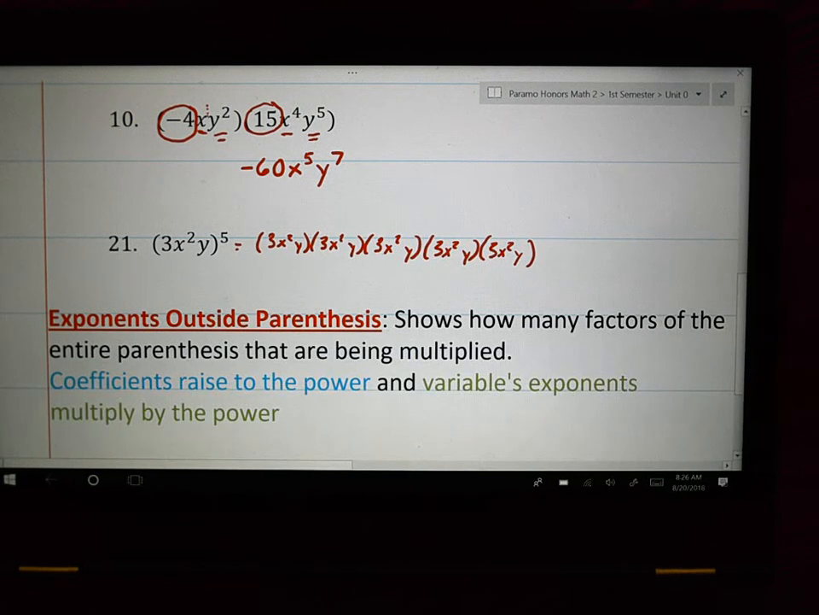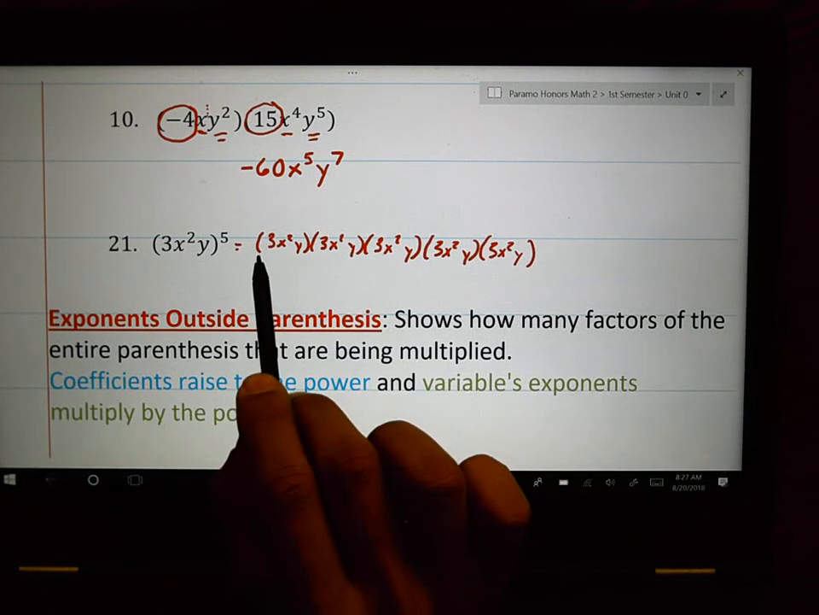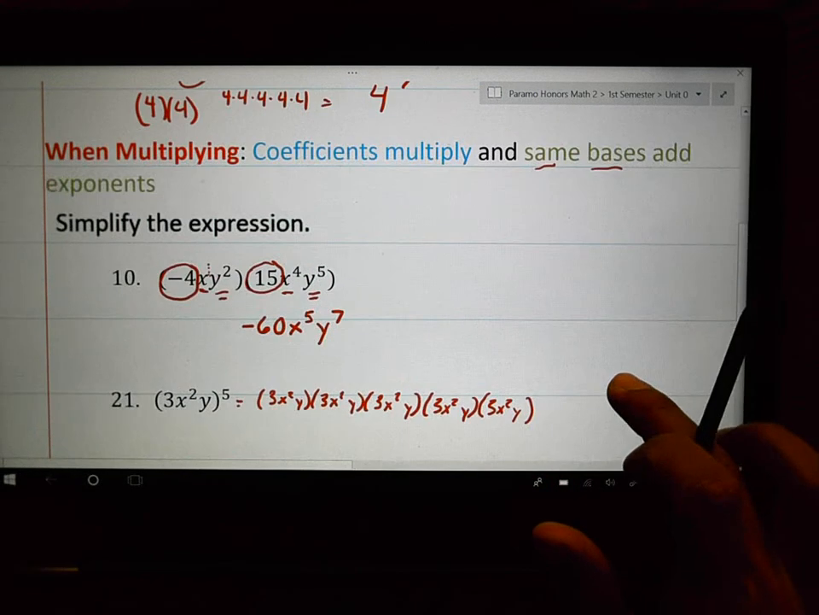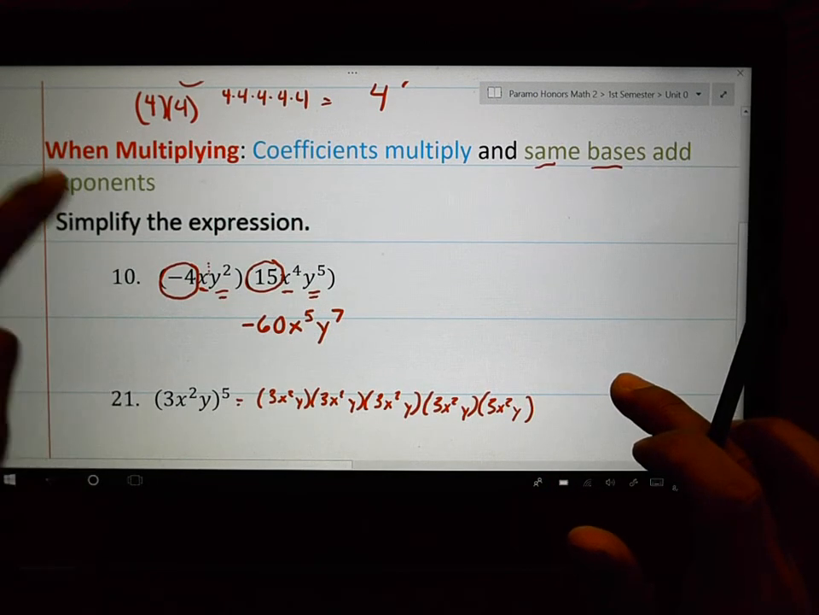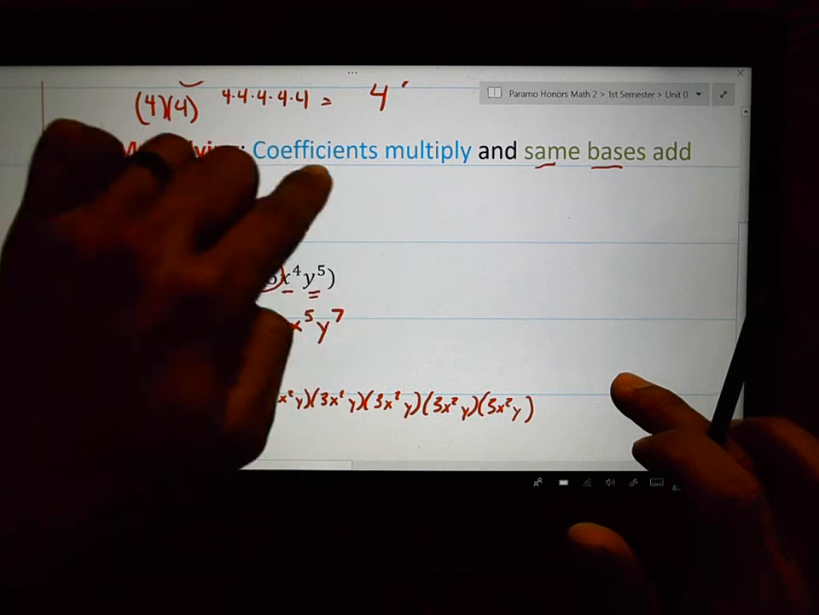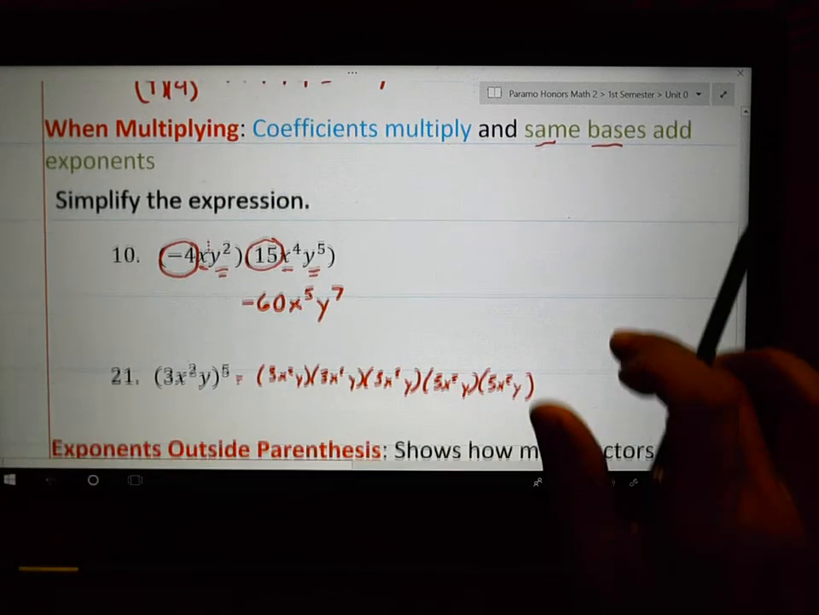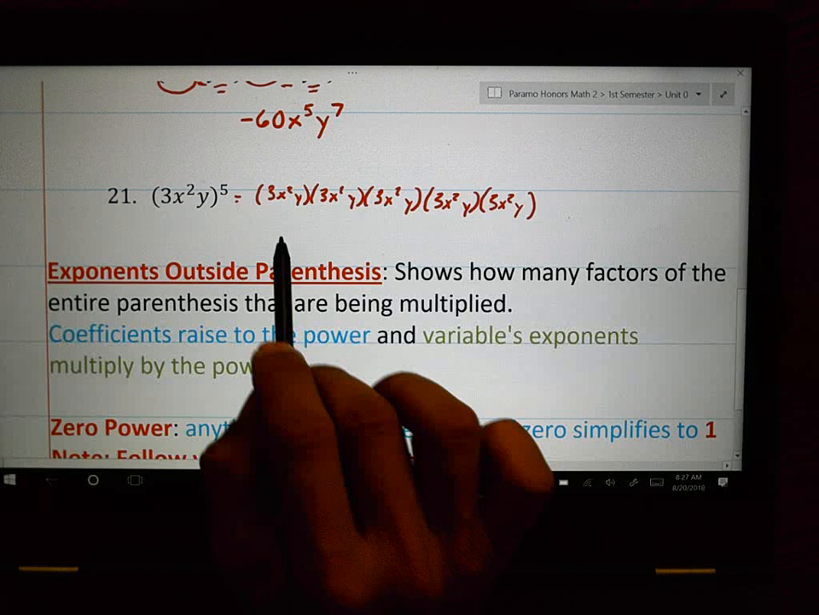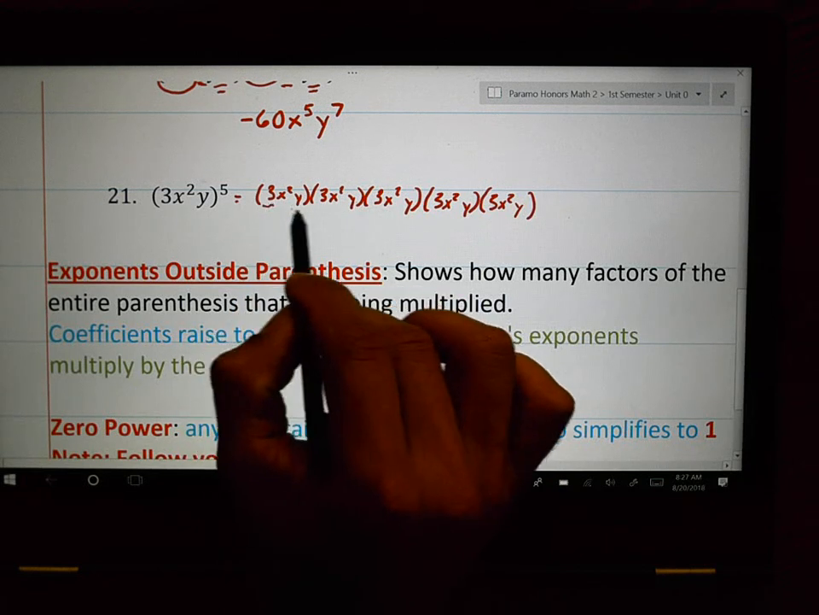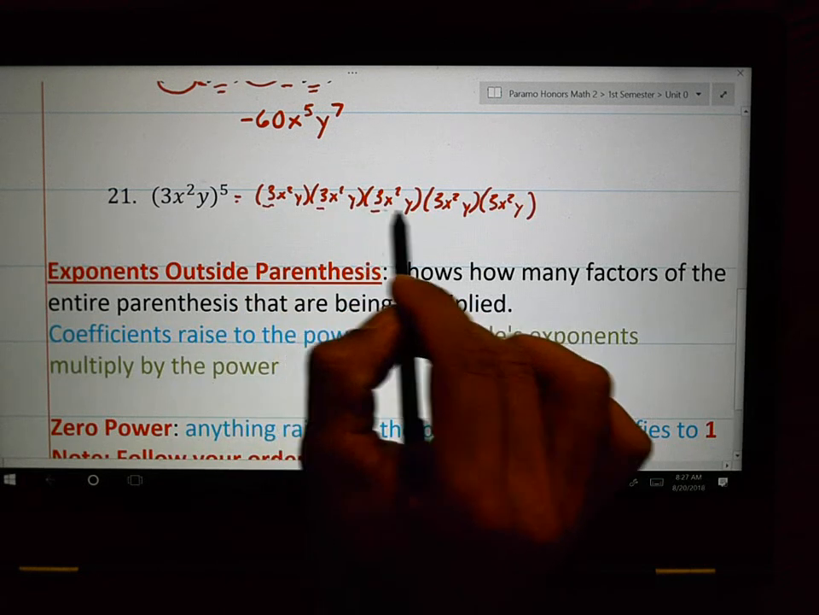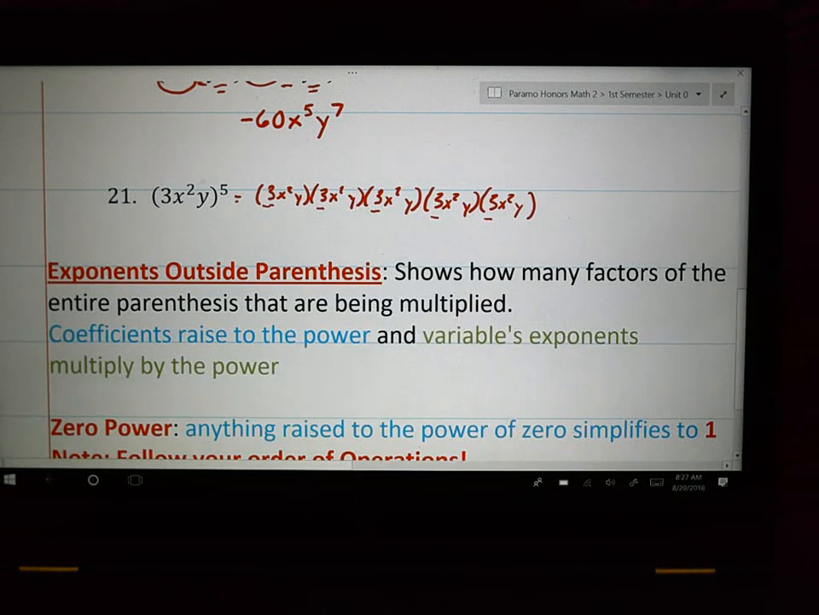That's what it means. You have 5 factors, 5 groups of multiplication of this 3x squared y multiplying each other. Which means this is set up just like what we had before. We can multiply the coefficients, and we can add the exponents of the same bases. So let's do that. I have a 3 coefficient multiplied by another 3, by another 3, by another 3, by another 3.